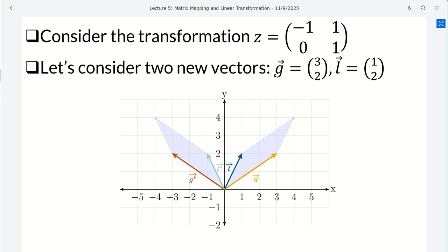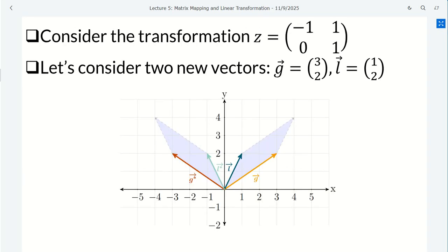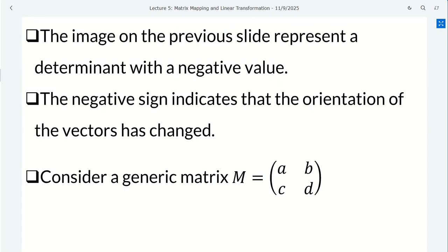As you are going to see, the determinant here is a negative value. So what does a negative value of a determinant mean? The image on the previous slide represents a determinant with a negative value. The negative indicates that the orientation of the vector has flipped. So if you look at our vector orientation, you see that this is at a new position now. This one was here. Now look at this position now. Okay, so let's consider another one, which is the matrix.